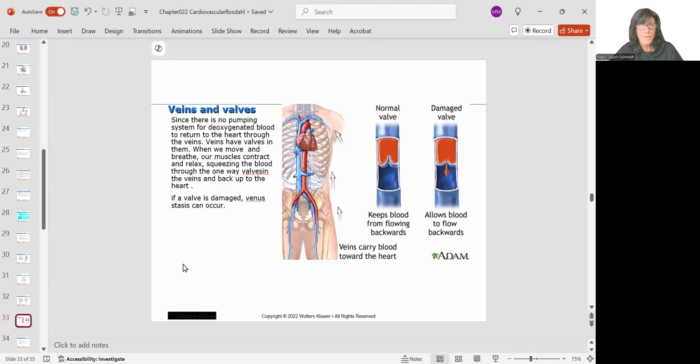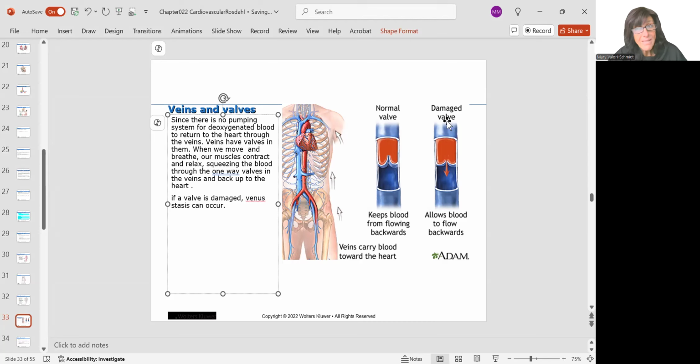Your veins have valves in them. Again, every so often, in every one of your veins are these little one-way valves. Again, one way, just like South Philadelphia. Blood's going one way. So when you walk, when you breathe, when you move, muscles contract and relax, and they squeeze the blood through the valve and up, through the valve and up, right? These one-way valves are strategically placed all through our veins.